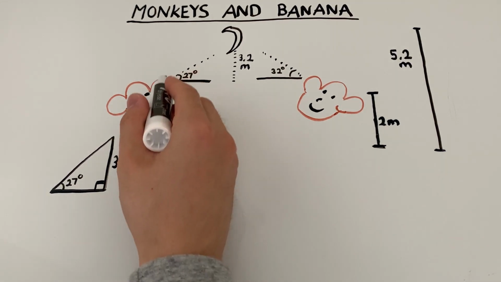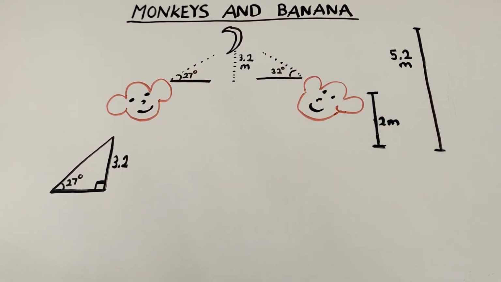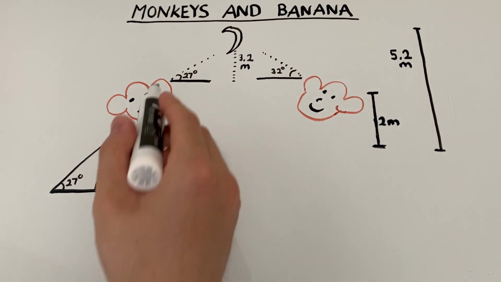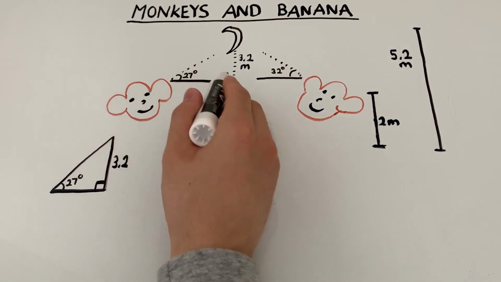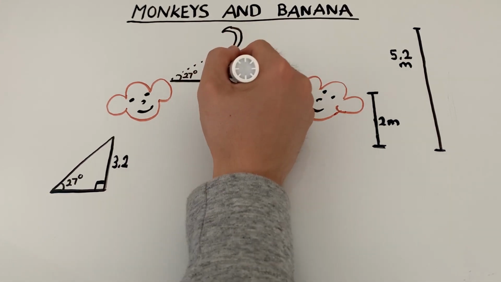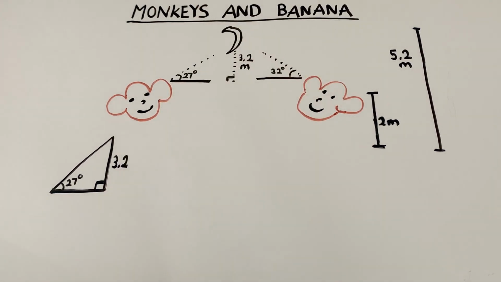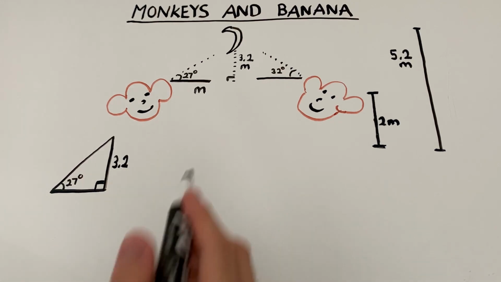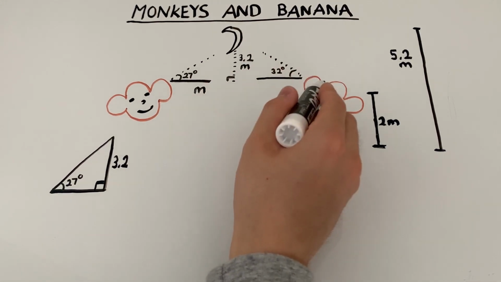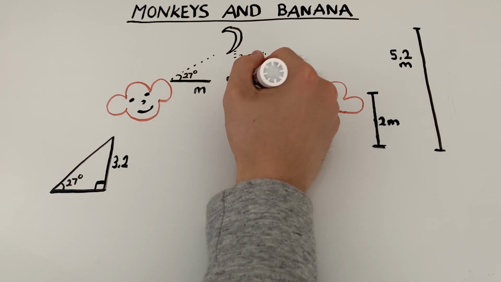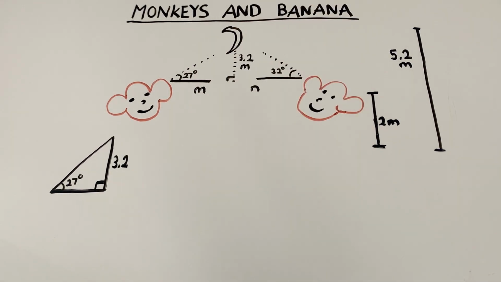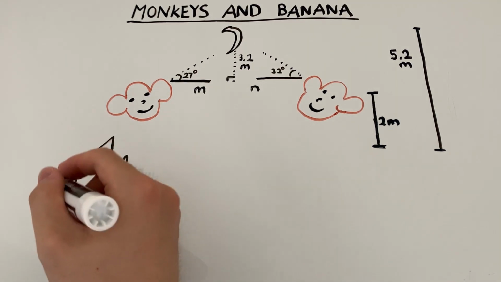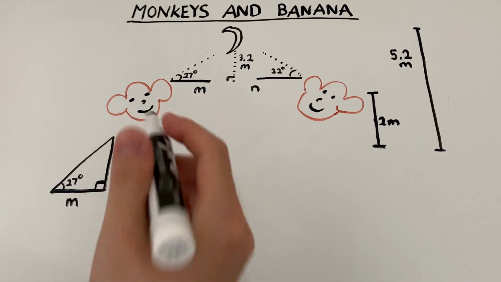Now, since we're trying to find the distance between the two monkeys, that distance is just going to be the distance from this monkey to this point where the perpendicular is dropped. Okay, so let's call that m, plus the distance from this perpendicular to the second monkey, which we'll call n. So we're really trying to find m plus n. So let's go ahead and label this m.